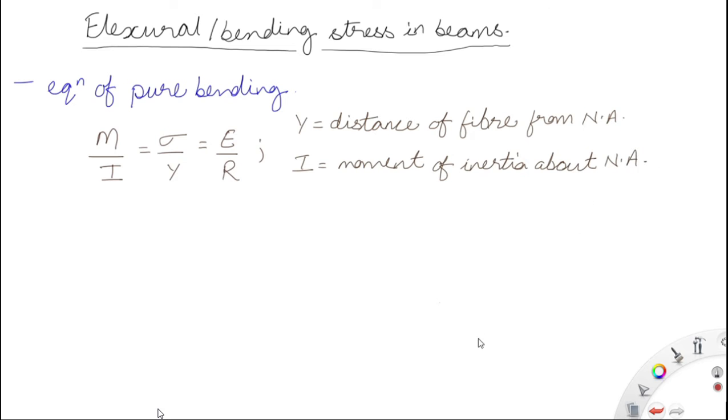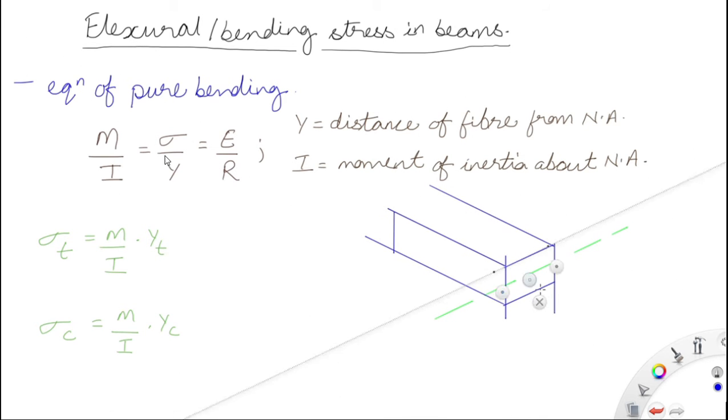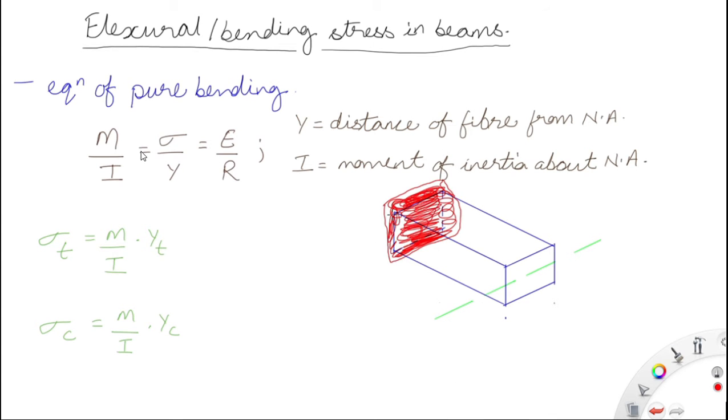First of all, we find sigma, that is the bending stress, using the equation for pure bending. So M by I is equal to sigma by y is equal to E by R. M is the bending moment, I is the moment of inertia about the neutral axis, the area moment of inertia, sigma is the bending stress, y is the distance of the fiber from the neutral axis.